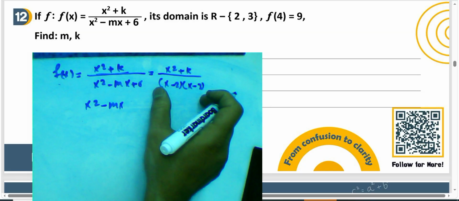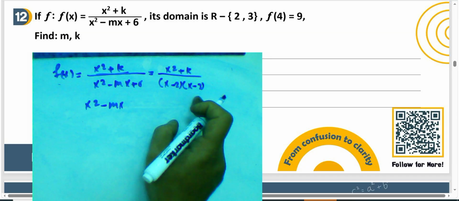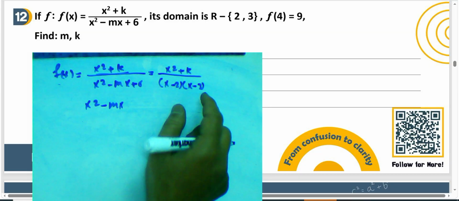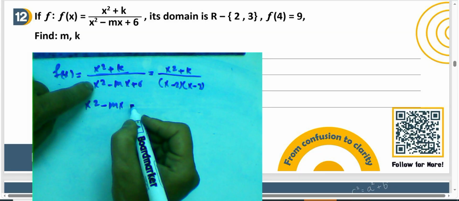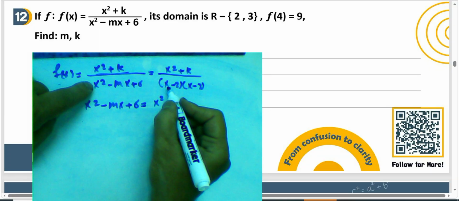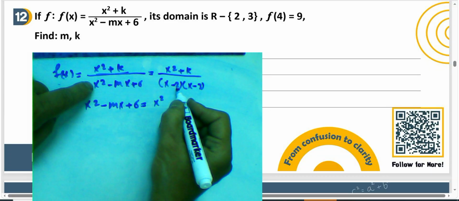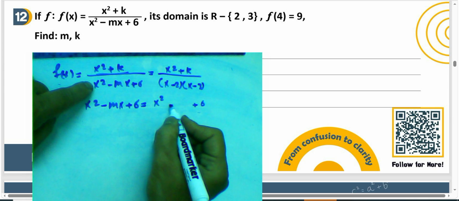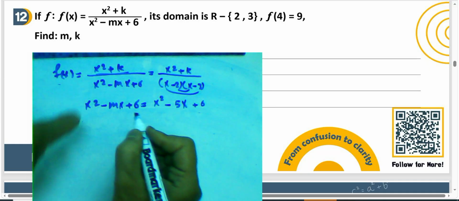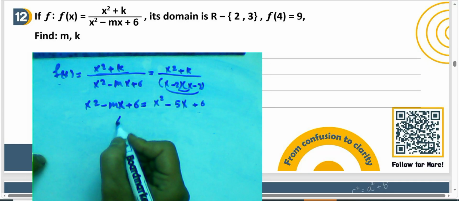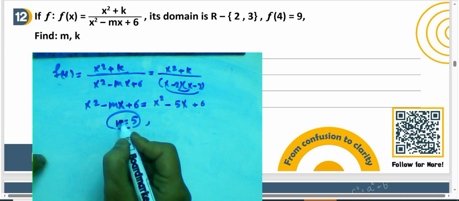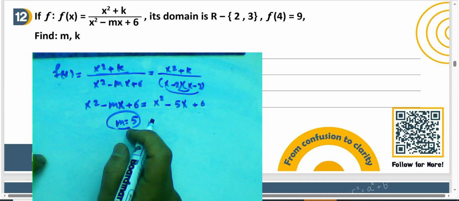Why do we put this? Because he tells me the domain is R subtract 2 and 3, then the denominator factorizes to x minus 2 times x minus 3. Then x power 2 minus mx plus 6 is equal to x times x, which is x power 2, and the two numbers: negative 2 times negative 3 equals 6, and the middle will be negative 2 plus negative 3, negative 5x. Then the coefficient of x here is 5, so the value of m here equals 5, okay, 5.